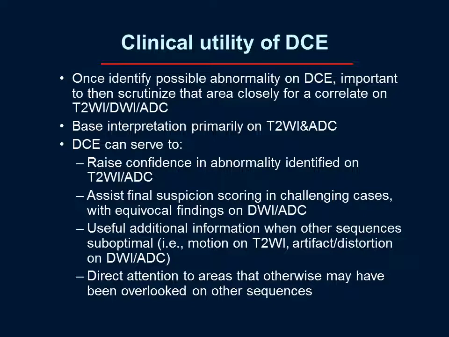In terms of the role of DCE, it can serve to raise our confidence in an abnormality identified in other sequences. It can assist in final suspicion scoring in challenging cases, say if there are equivocal findings on high B or ADC. It can be useful if other sequences are suboptimal, say there's motion on T2 or artifact and distortion on diffusion, and it can direct our attention to areas that otherwise may have been overlooked on the other sequences.